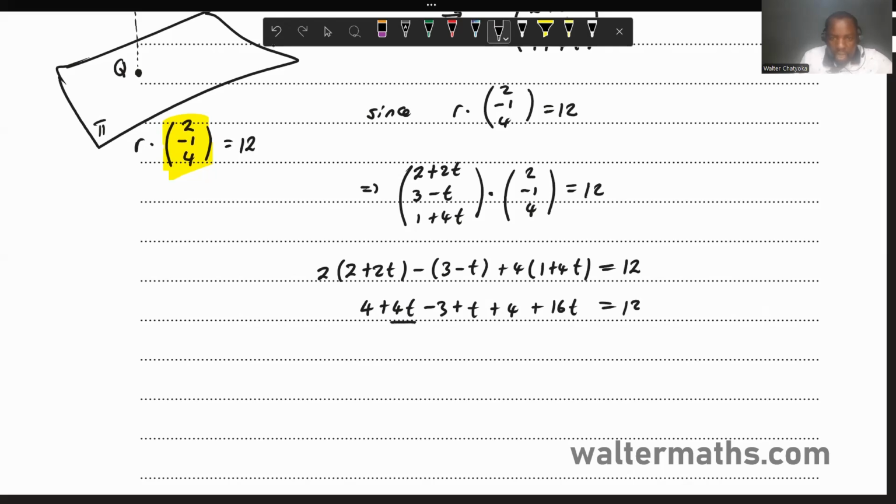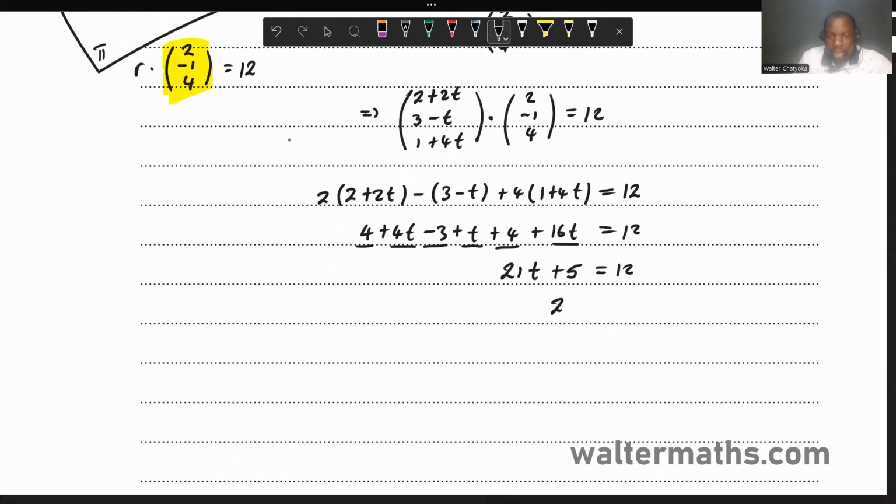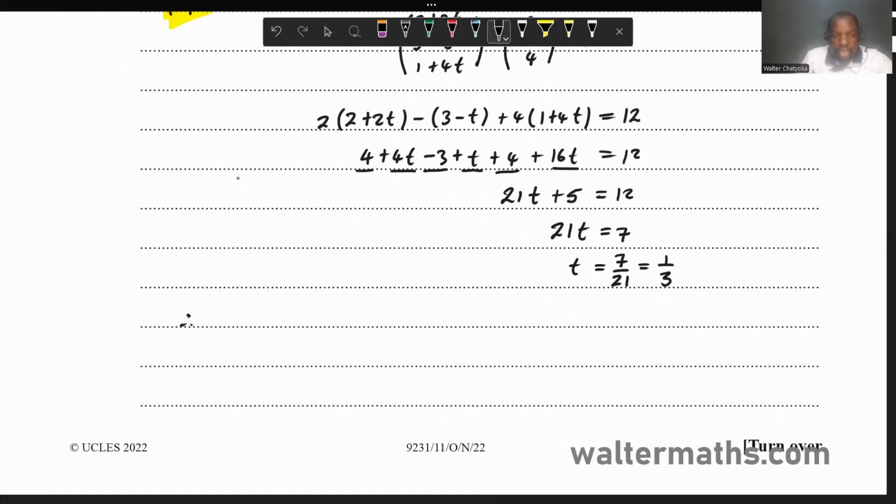Now, 4t plus t plus 16t is 21t. Then 4 minus 3, that's 1, plus 4, that's 5. So plus 5 is equal to 12. All right. So that means that 21t is equal to what? 7. So t is equal to 7 over 21, which is essentially a third.